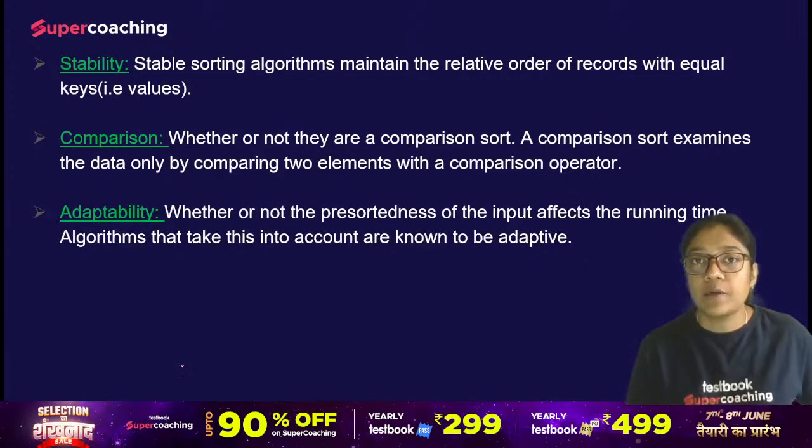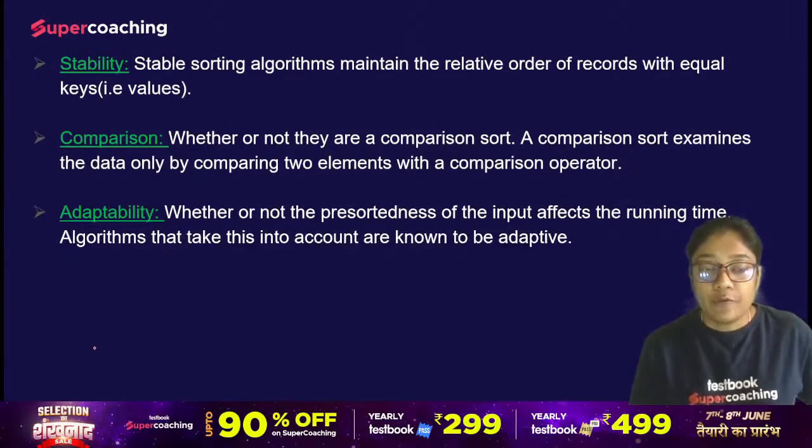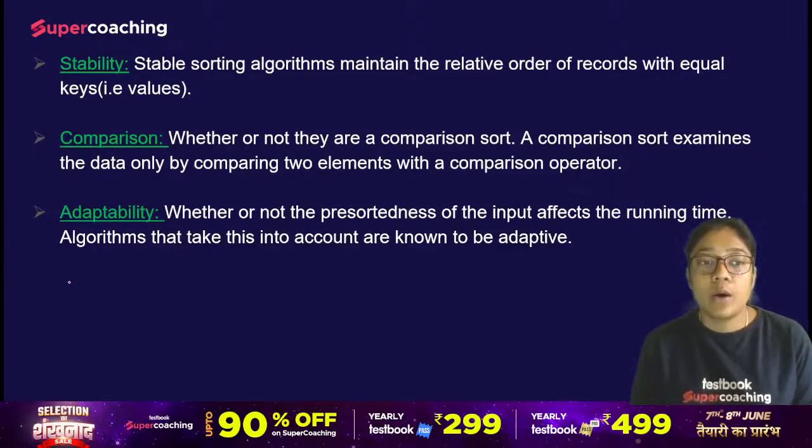Next one is adaptive. Adaptive says that if the pre-sortedness of the elements is taken into the consideration, then it is known as adaptive. This simply means that अगर कोई भी algorithm best case और worst case में different behaviour show कर रहा है, it is taking different time complexity, so it is adaptive. Okay, so apart from this, we had also talked about the in place.